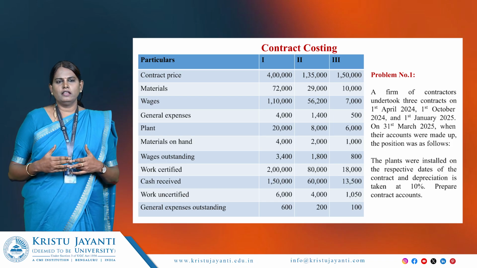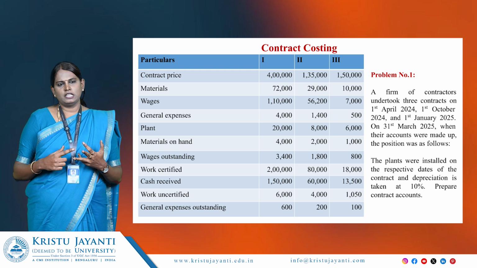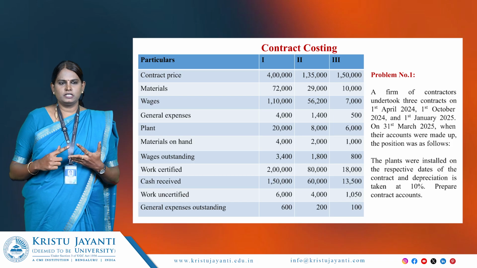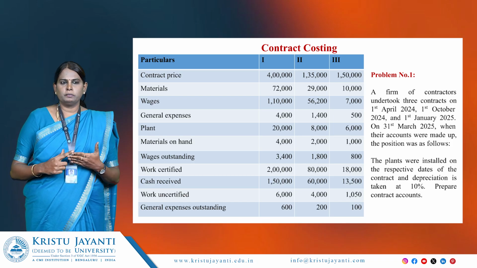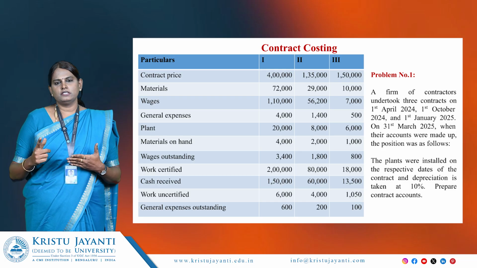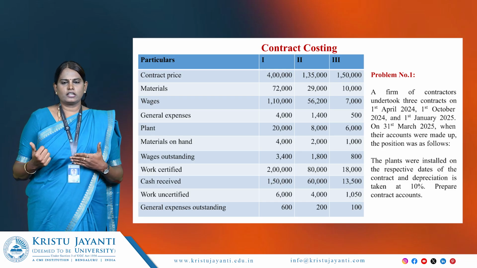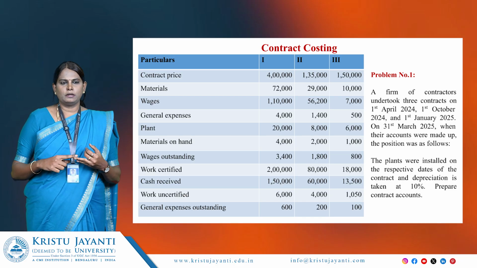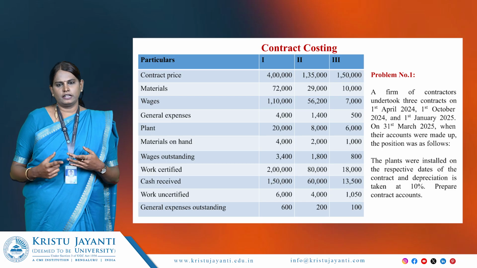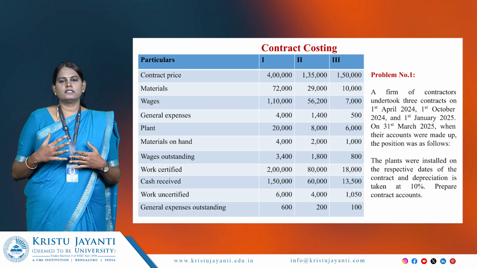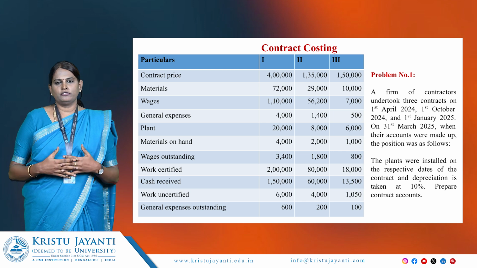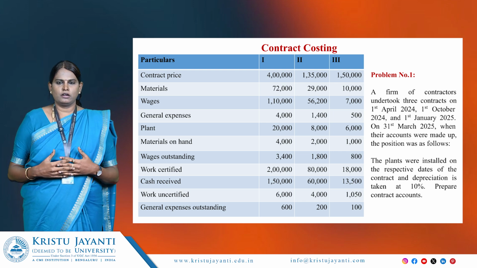The information provided is the contract price, the material which is a debit entry, the wages is a debit item, then the general expenses is a debit item, then the value of plant which is a debit entry, and there is a 10% depreciation which is a credit entry in the contract account. Then material on hand is a credit item, wages outstanding is a debit item, work certified is a credit item, then you have cash received used for calculation, and work uncertified is a credit item, and you have general expenses outstanding which is a debit entry. With this given information, let us see how to prepare a contract account.